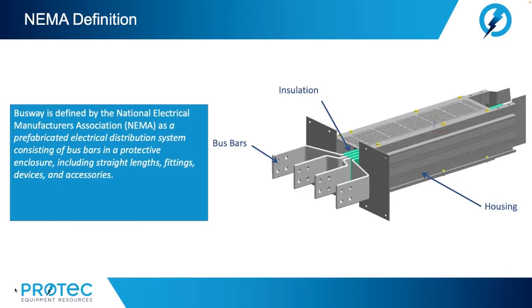Now, NEMA definition. A busway is defined by the National Electrical Manufacturers Association, or NEMA, as a prefabricated electrical distribution system consisting of bus bars in a protective enclosure, including straight lengths, fittings, devices, and accessories. Busway includes bus bars, an insulating and/or support material, and a housing.